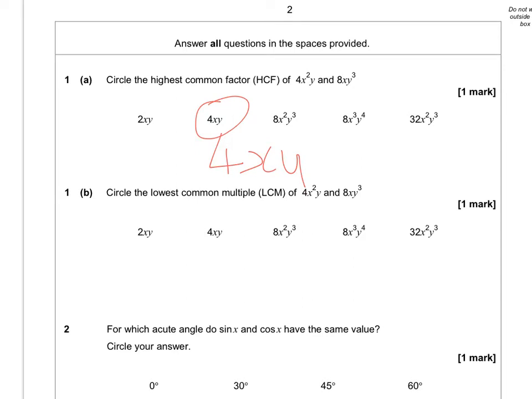The second part to the question is quite similar. You're just now looking for the lowest common multiple. So the lowest common multiple of 4 and 8 is 8. Of x squared and x, that would be x squared. And for y cubed, you're looking for y cubed. So again, the answer's 8x squared y cubed.